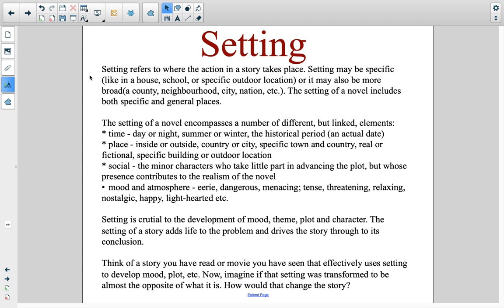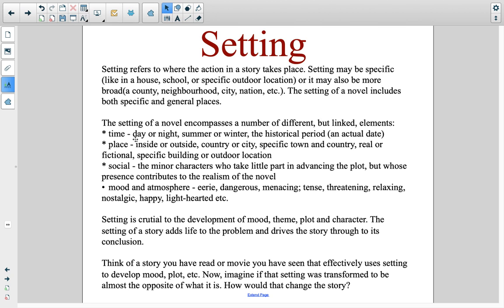So setting refers to where the action in a story takes place. Setting may be specific, like a house, a school, or a specific outdoor location, or may also be broad, which means like a big setting, like a country, a neighborhood, a city, or a nation, etc. The setting of a novel includes more specific and also general places. The setting of a novel encompasses, that means includes, a number of different but linked elements.